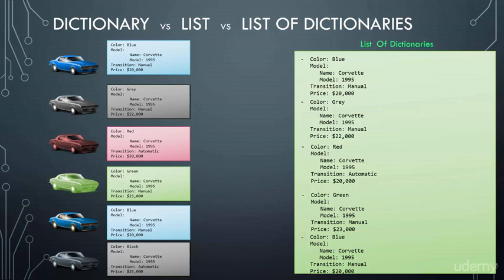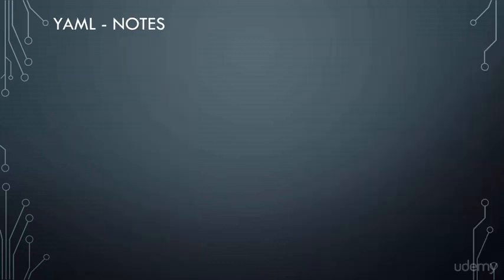So that's the difference between dictionary, list, and list of dictionaries. I hope you understood the difference between the three and when to use each of these. Before we head over to exercises, let's take a look at some key notes. Dictionary is an unordered collection, whereas lists are ordered collection. So what does that mean?